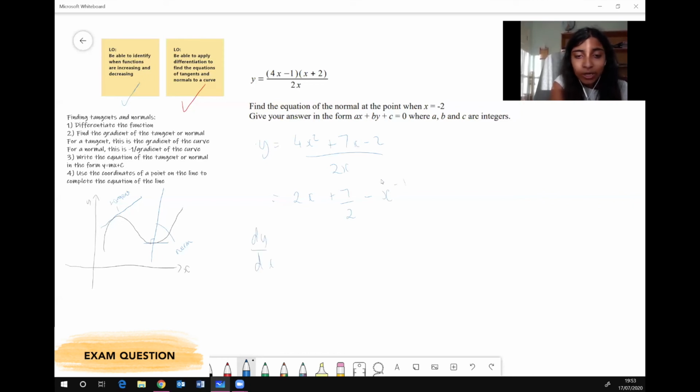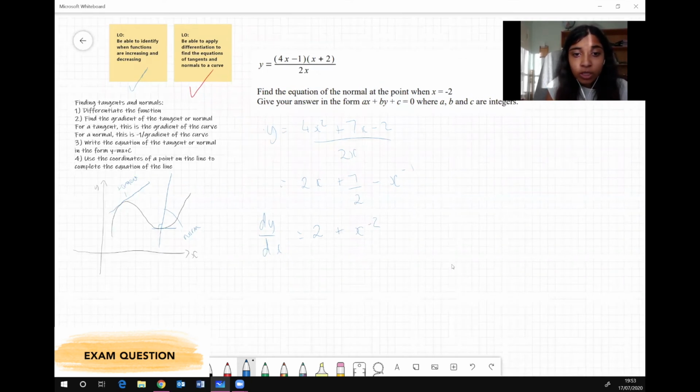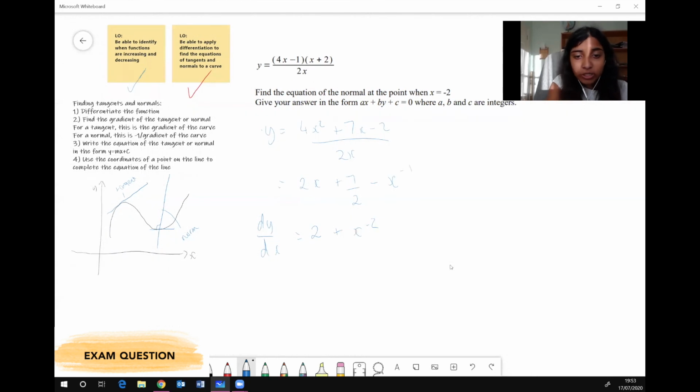So we get dy over dx is equal to 2. Our constant would just go to 0, and then we'd have minus 1 times minus 1, so that's just plus x to the power of minus 2. And now we want to find the gradient of our normal. So first we want to find the gradient of our curve when x equals -2. So dy over dx is equal to 2 plus (-2) to the power of -2, and you should get that this is equal to 9 over 4.